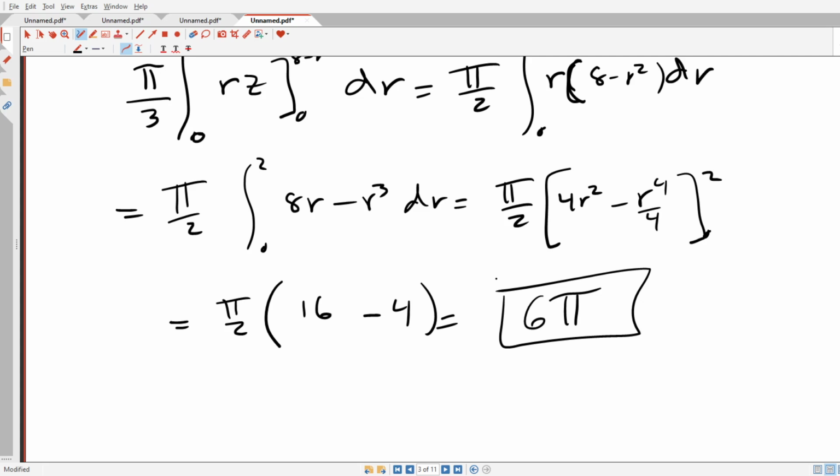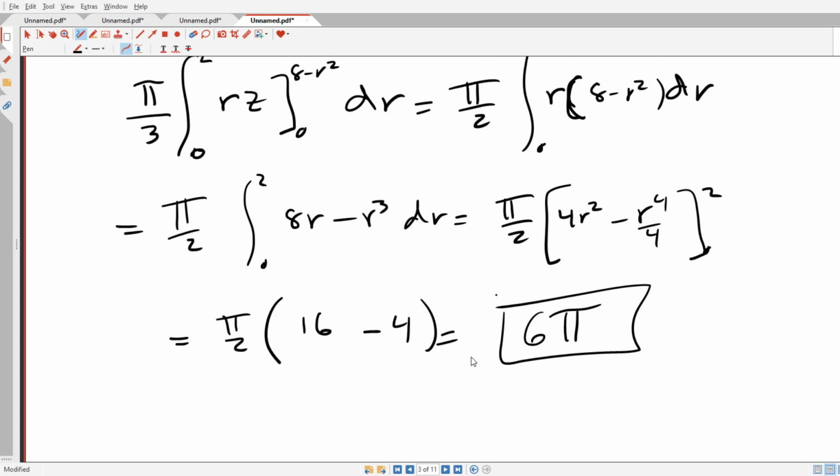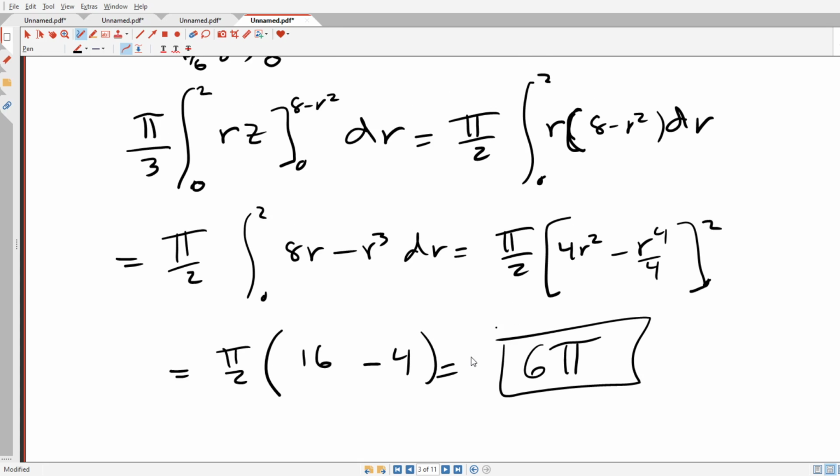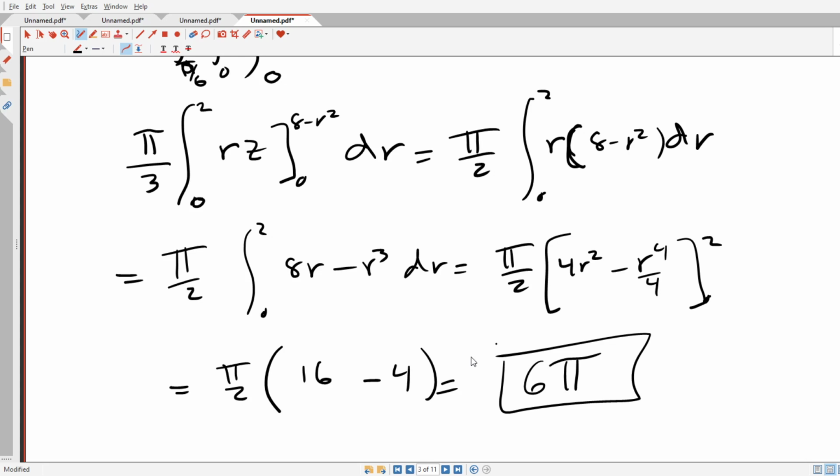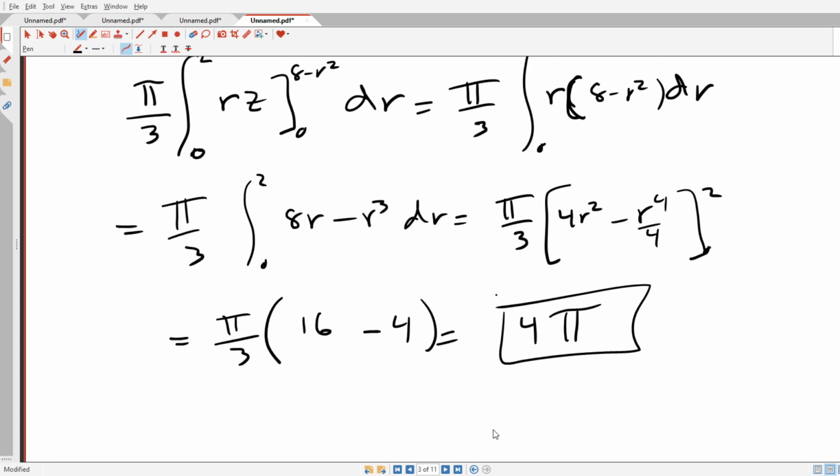The answer says it is 4 pi. Oh, yeah, I see that. I switched from pi over 3 to pi over 2. Oops. That would make the difference. So this is 12 over 3, that's 4 pi. Thank you very much. Cool. Next one.